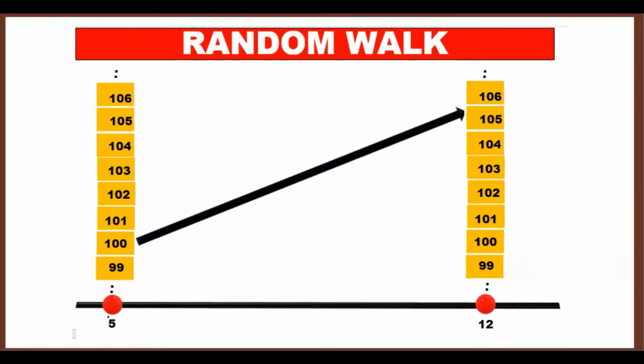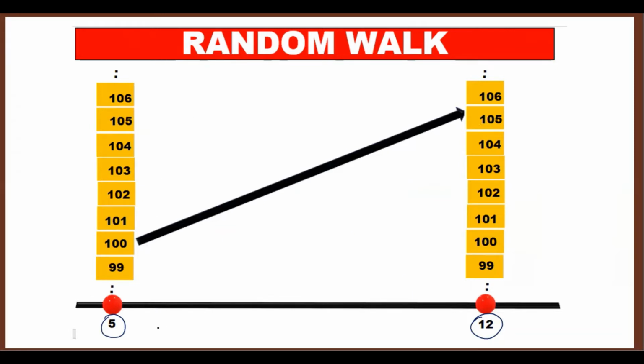Next, the number is 5 here and I have 12 here. 7 increments I want to get. And I have to go from 100 to 105. I want to gain 5 in 7. This is possible. Remember, all possible.